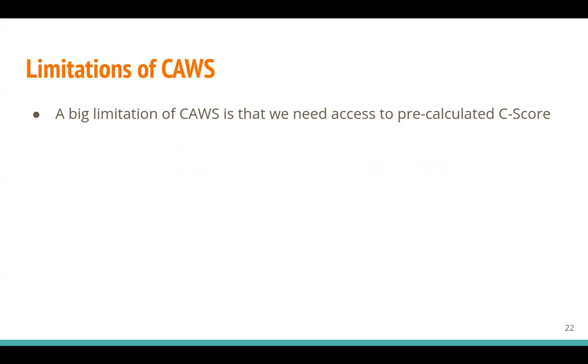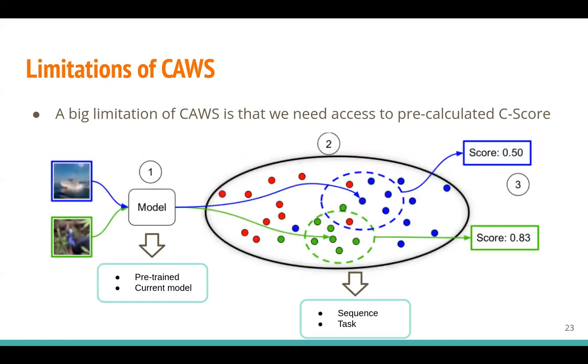So the idea, and it's very costly of course, is that we need to train many, many models. So the idea of using CAWS in continual learning is not feasible, it's not possible, because we need to have this pre-calculated Z-score. So for that, we propose a new way of calculating the Z-score by using this kind of proxies.